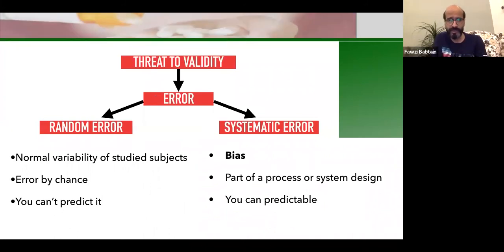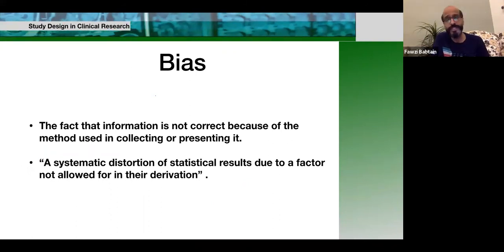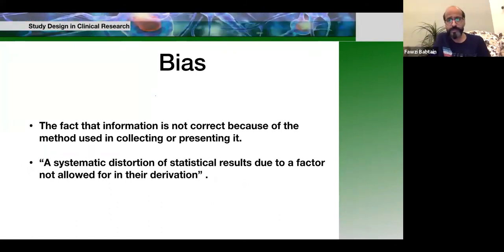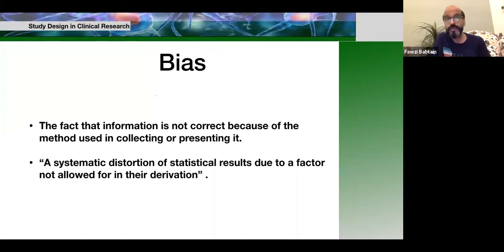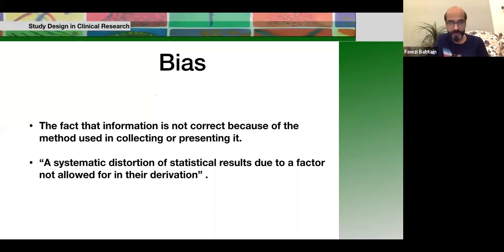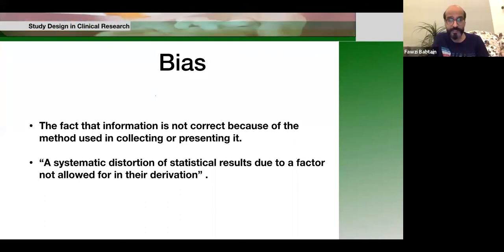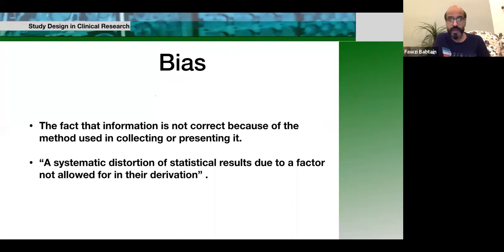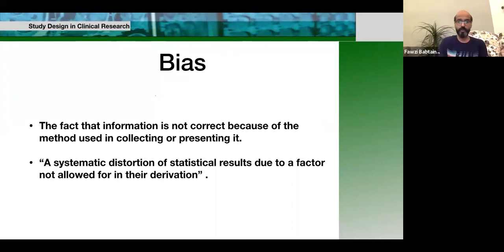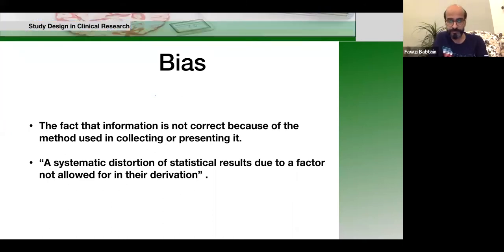So we will talk a little bit about bias. What is bias? Simply, you are going away from the fact. You are heading away from the reality. Intentional, unintentional, this is a different story. In methodology, it is a systematic distortion of statistical results due to a factor not allowed for in their derivation.